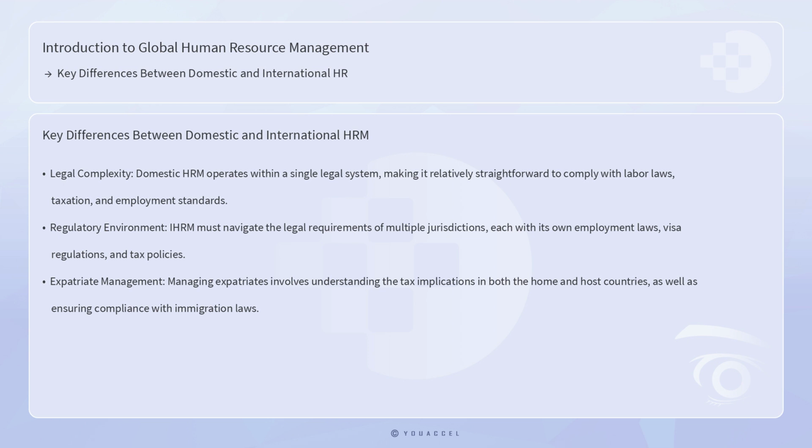standards. For example, an HR manager in the United States must adhere to federal laws such as the Fair Labor Standards Act and the Occupational Safety and Health Act, alongside state-specific regulations. However, IHRM must navigate the legal requirements of multiple jurisdictions, each with its own employment laws, visa regulations, and tax policies. For instance, managing expatriates involves understanding the tax implications in both the home and host countries, as well as ensuring compliance with immigration laws.